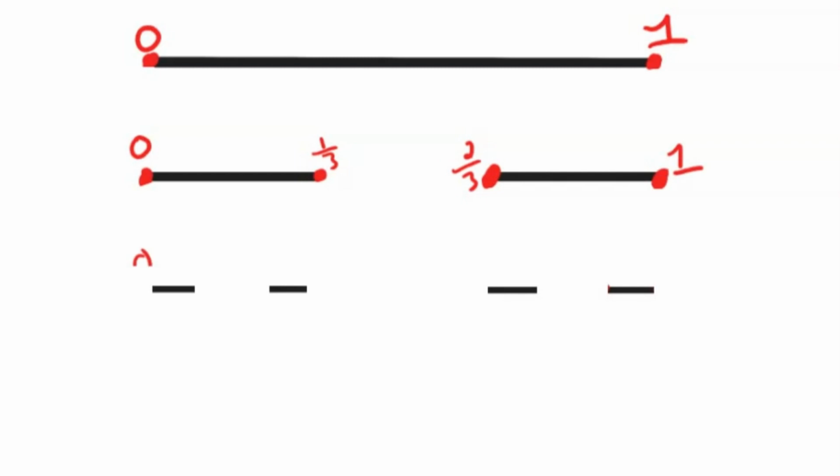Start with a line segment of length 1. Cut out the middle third of the segment, then the middle thirds of each of the two remaining segments, and so on. Continue this process to infinity. The resulting set of points is called the Cantor set, named after Georg Cantor.